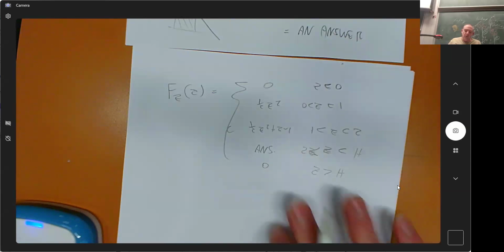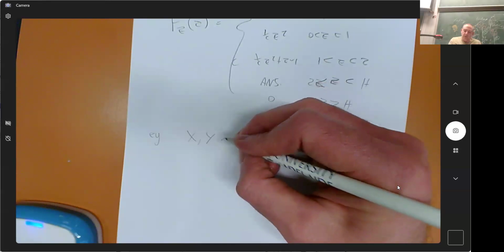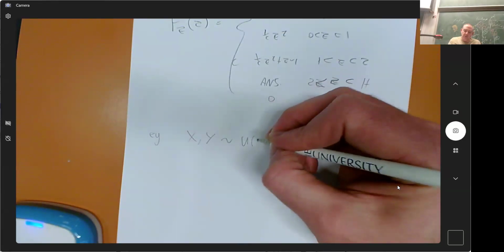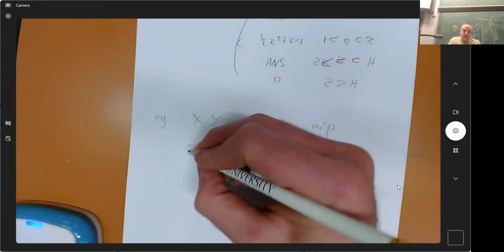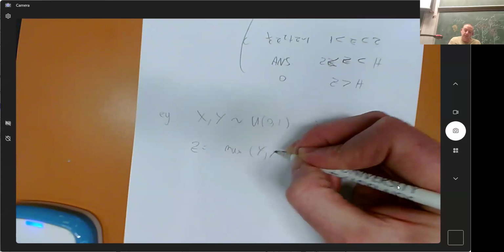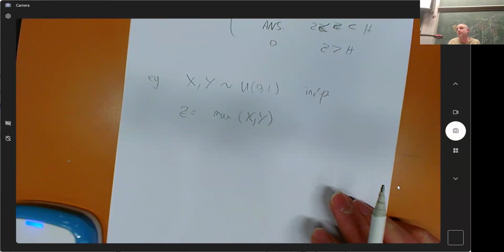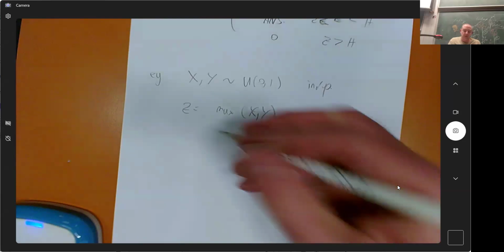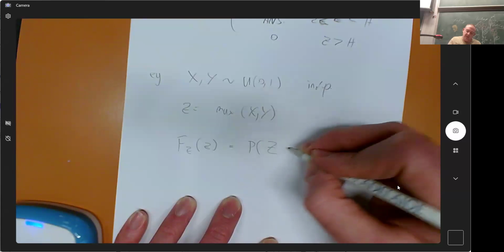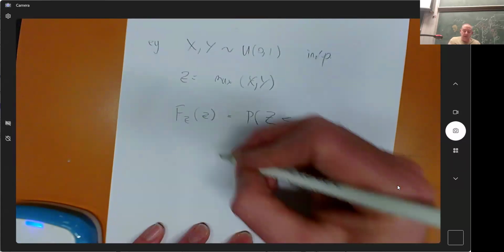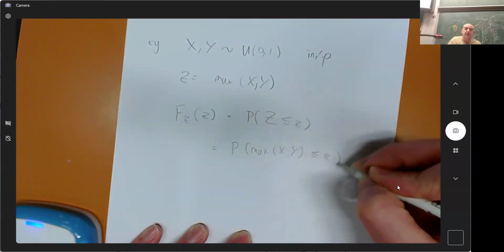But I will say, what if X and Y were from a uniform distribution 0, 1, right? Independently, and Z is the maximum of X and Y. That is an example that you've been given. And so then you're saying that the F_Z of little z is the probability that big Z is less than or equal to little z, which is the probability that the maximum of X and Y is less than or equal to little z.